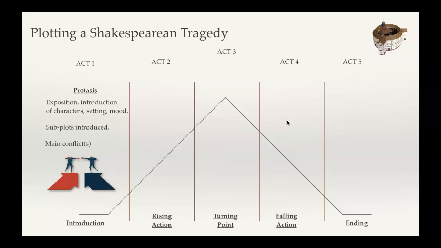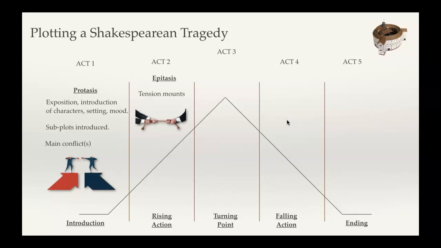Then in Act 2, you get what you're used to calling the rising action. The Greeks called it the epitasis. And in this part of the play, the tension mounts. So in Lear, there are two plots. There's the plot with Lear and his daughters, but then there's a subplot involving Gloucester and his sons. Both of these plots ramp up in their tension through the second act and into the third act.